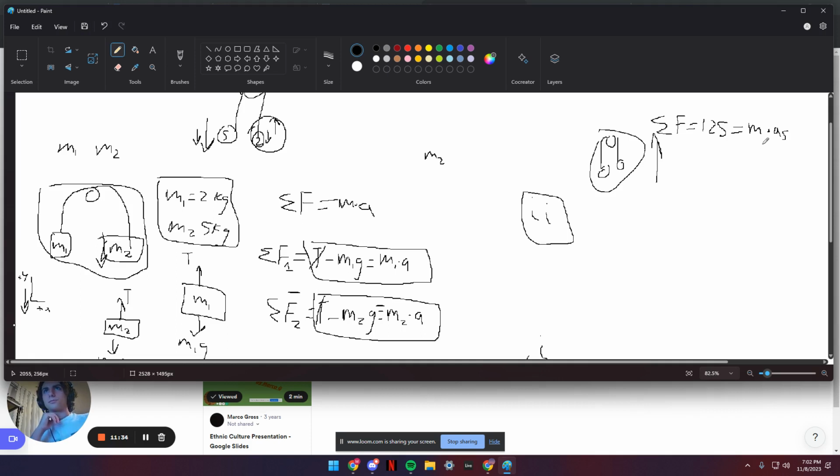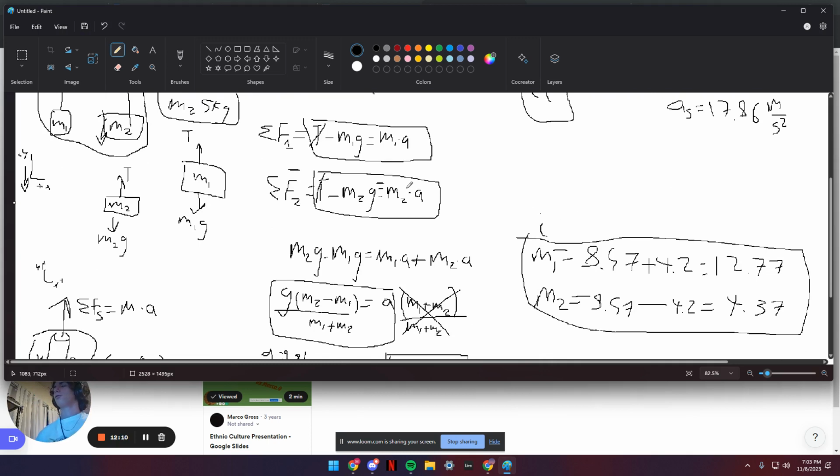So again, the mass is just the sum of both the masses, which is 7. So 125 is equal to 7 a of s. We divide both sides by 7. And we get the acceleration of the system is now equal to, wait, let's plug this into our calculators. 125 divided by 7 is equal to 17.86 meters per second squared.